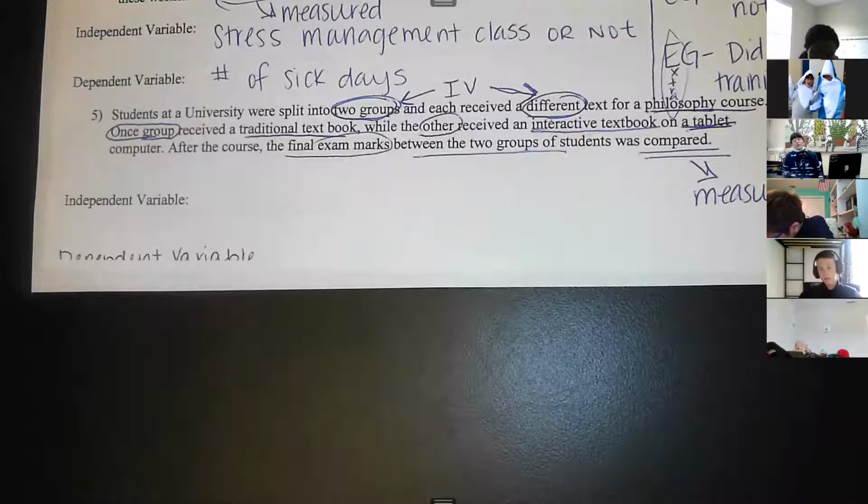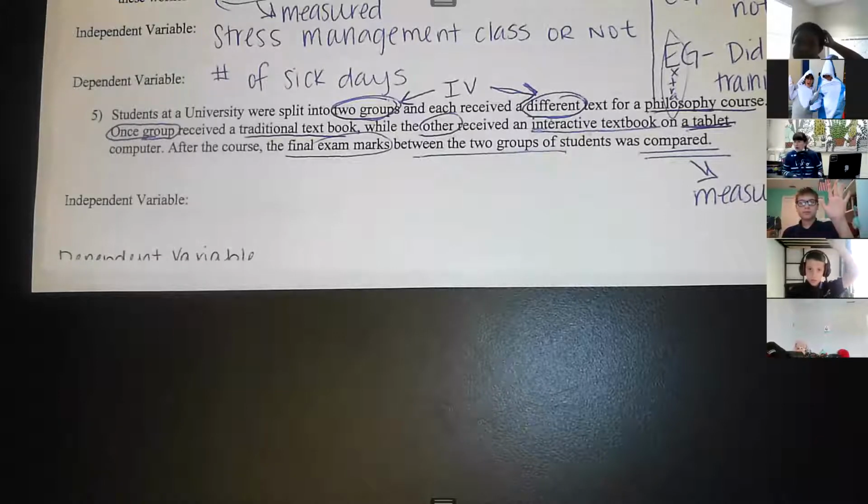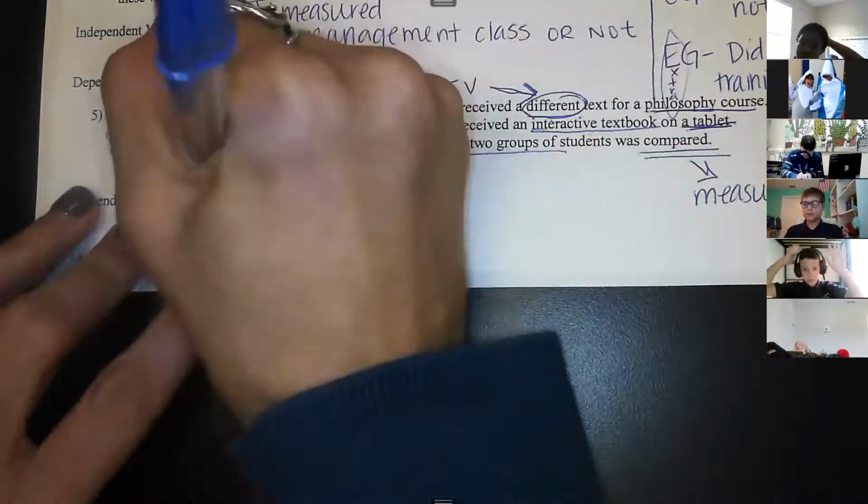So what am I changing between the two groups then? What am I changing between the two groups? Kyle? The type of textbook.